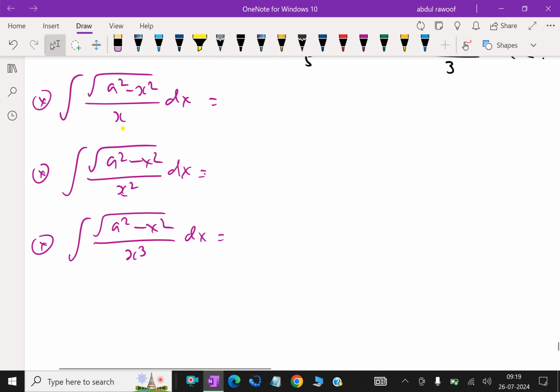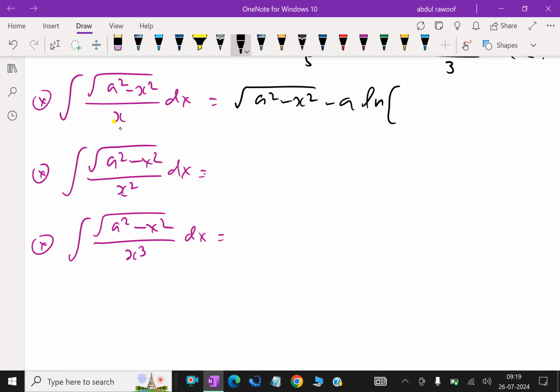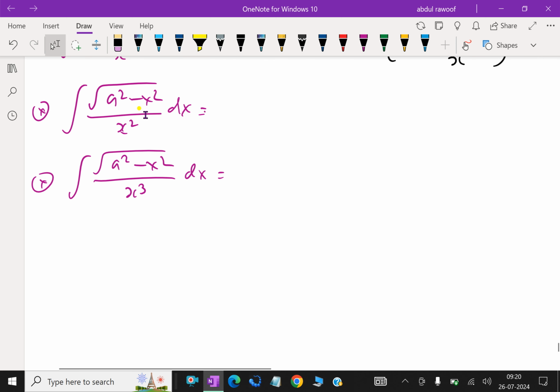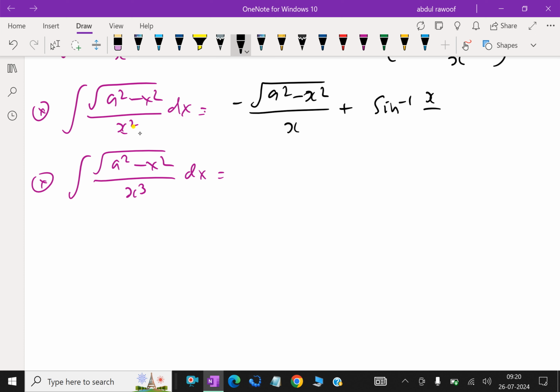Next is integral square root of a square minus x square over x. For this, square root of a square minus x square minus a ln of a plus square root of a square minus x square over x. Next is integral square root of a square minus x square over x square dx, equal to minus square root of a square minus x square over x plus sine inverse x over a plus c.